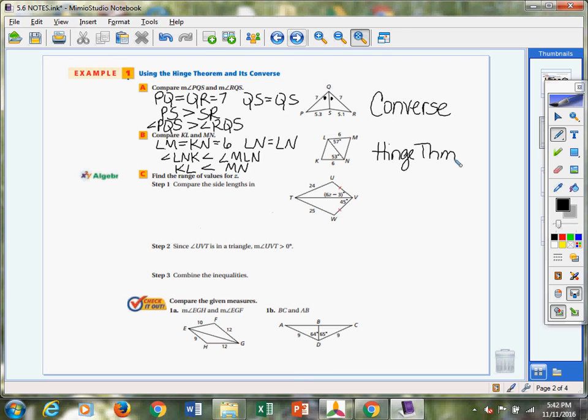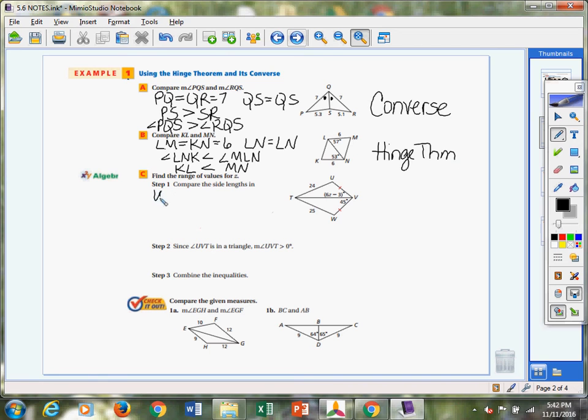Okay, letter C, we have multi-step, so we're going to find the range of values for Z. We have angle UVT, as you can see in the figure, and it's got a Z in there, 6Z minus 3. We don't know the actual measure of that, so it could be a range of values. So we've got to compare the side lengths.